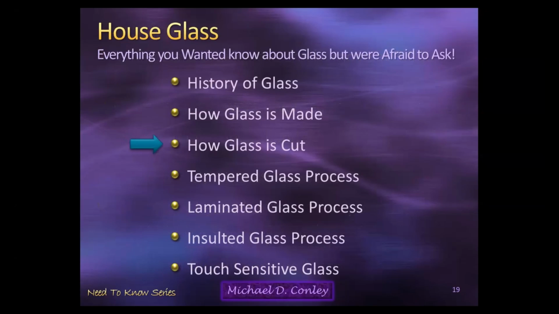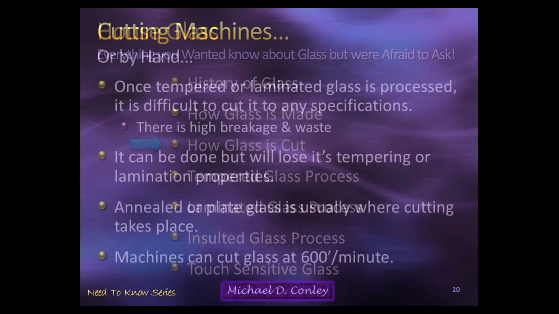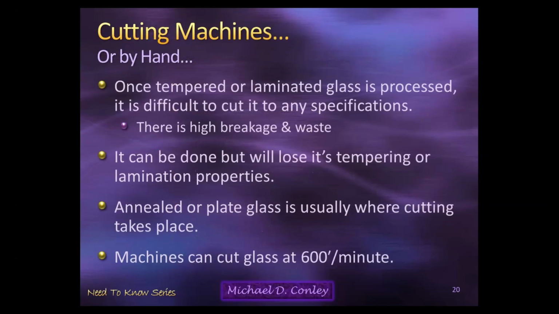How glass is cut. Once tempered or laminated glass is processed, it's difficult to cut it to any other specifications. There is high breakage if that is tried. It can be done, but it will lose its tempering or lamination properties. Annealed or plate glass is usually where cutting takes place.